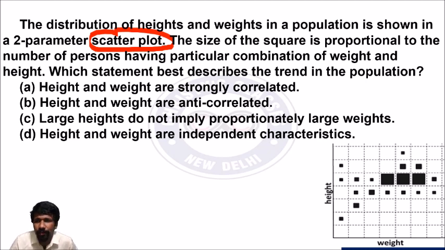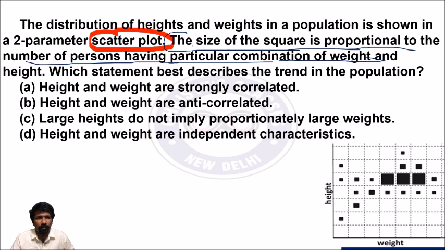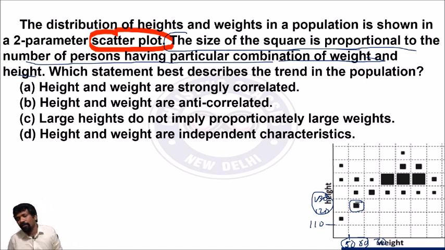Here the size of the square is proportional to the number of persons having a particular combination of weight and height. I will explain what that means. For example, if this weight is 50 kg and this is 60 kg, this is 70 kg, and this height is 120 centimeter, this is 130 centimeter. People with 50 to 60 kg weight and 120 to 130 centimeter height are represented by the square. If the square is bigger, that means more people are there with that particular weight and height.